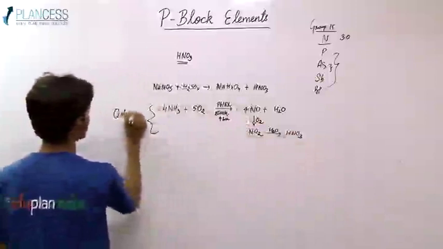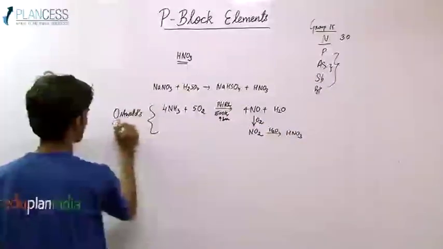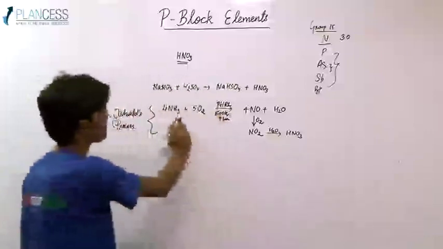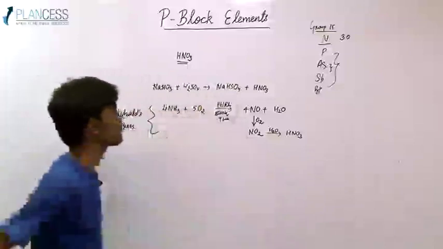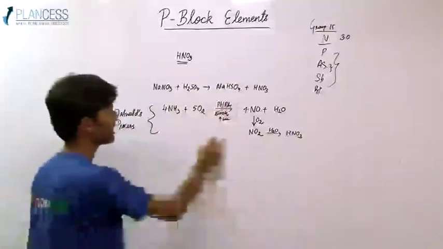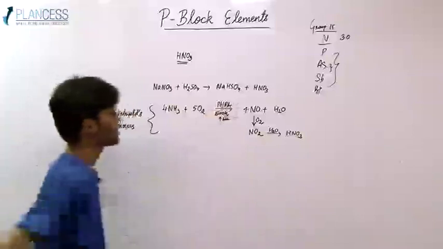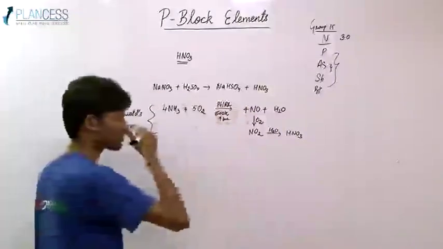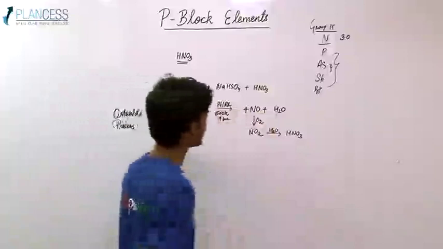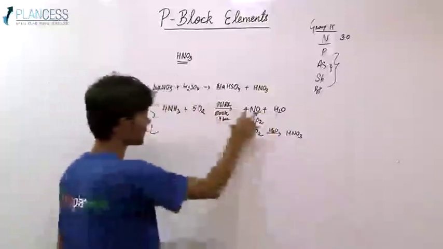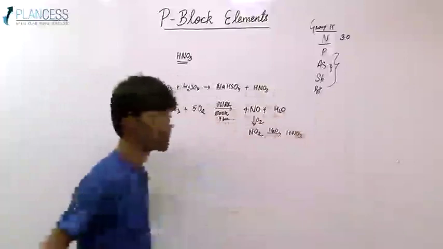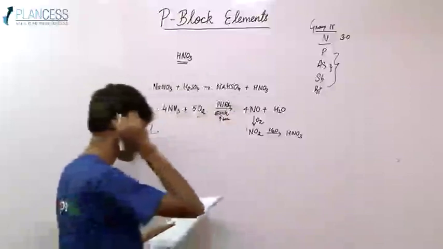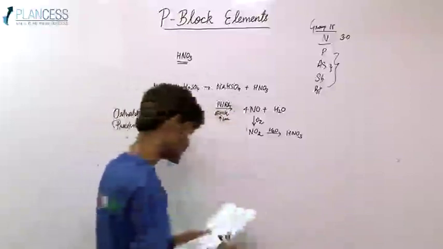This whole process is known as the Ostwald process. Industrially, HNO3 is prepared by the Ostwald process. Keep in mind all these important reactions. NH3 first reacts with oxygen in the presence of platinum or rhodium gauge at a temperature of 500 Kelvin and a pressure of 9 bar, and forms nitric oxide. When nitric oxide is further reacted with air, it forms NO2, and when hydrolysis of NO2 is done, it forms HNO3, that is nitric acid. So this is the Ostwald process, and this is the preparation of HNO3.